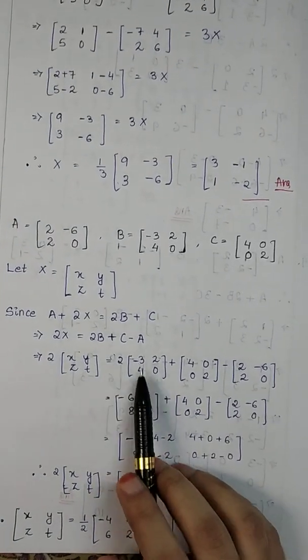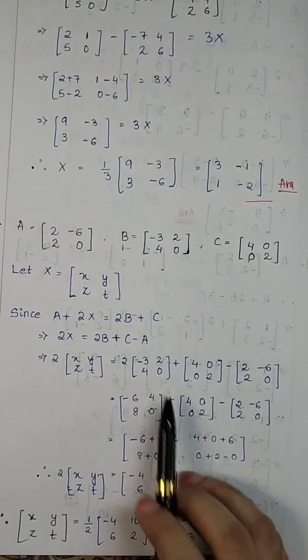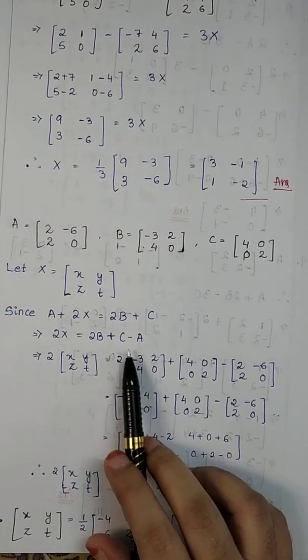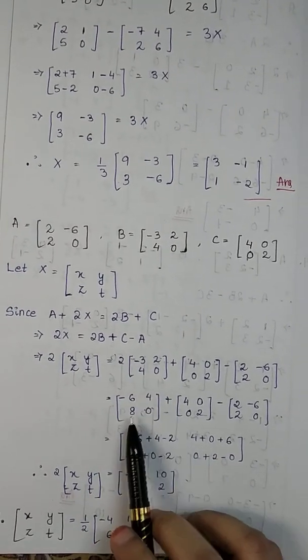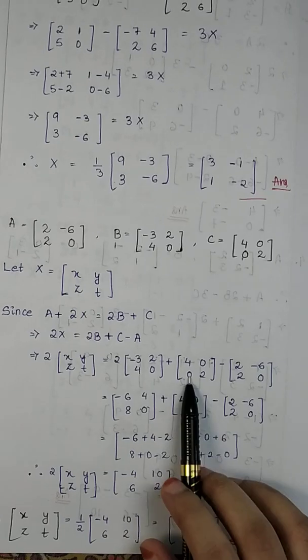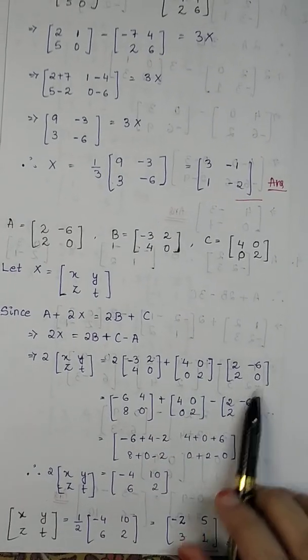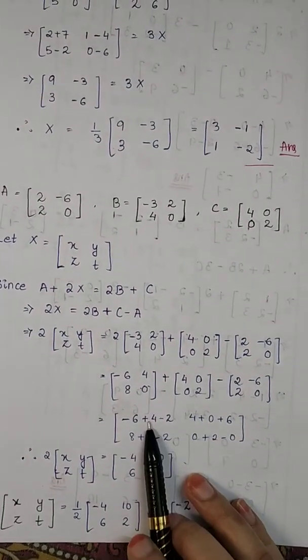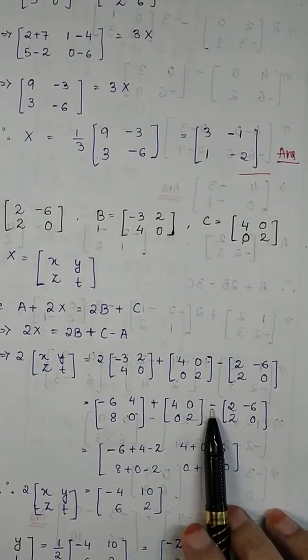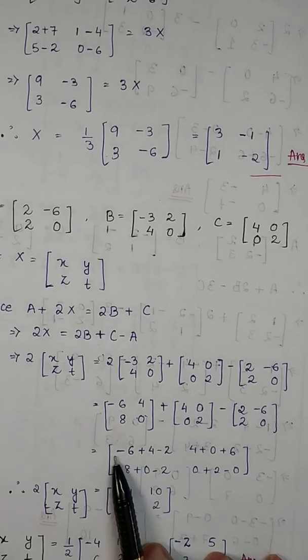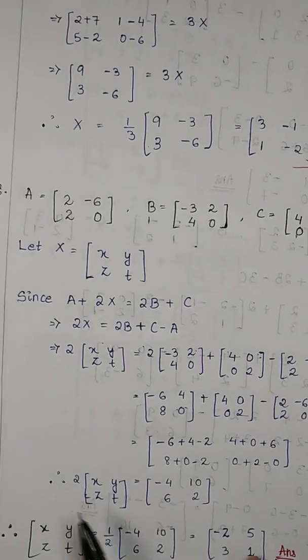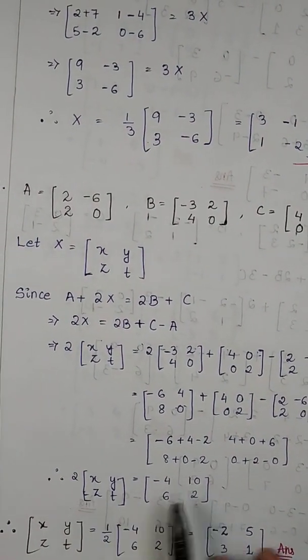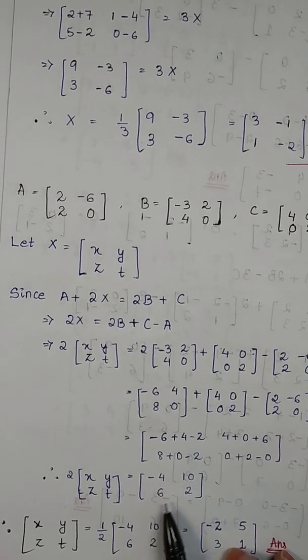After that, multiply 2 to the b matrix. So that will give you minus 6, 2 2s are 4, 2 4s are 8, 2 zeros are 0. After that, write everything as it is. Now solve. Because here the sign is plus, this matrix will be added, and because here the sign is minus, this will be subtracted. So writing it together, you get 2x matrix is equal to minus 4, 10, 6, 2.